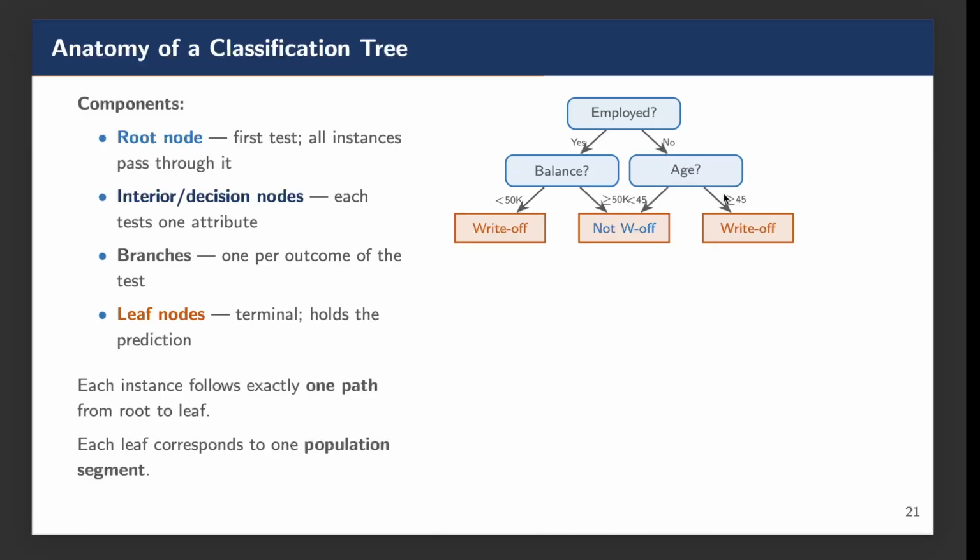For example, the root node is asking whether this person is employed or not. If yes, then we go to the balance. Is the balance more than 50K? If yes, then we can classify this person as write-off. If not, then it is not a write-off. If the person is unemployed, then we look at the age. If age is above 45, then write-off. If not, then it is non-write-off.